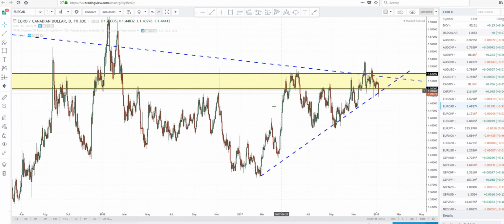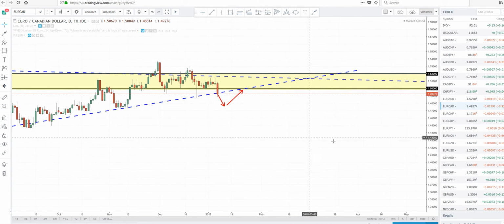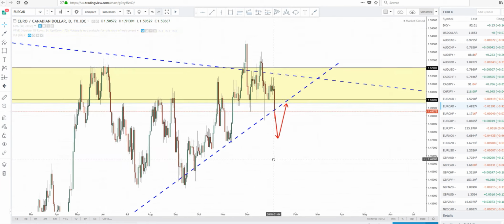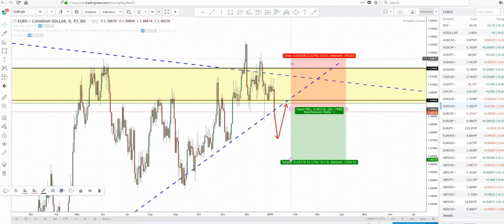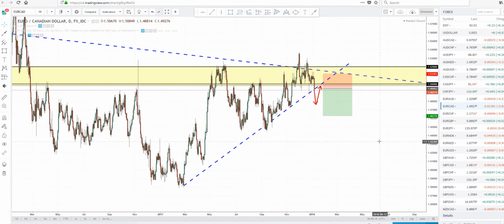It's beautiful to see what it's done, and I'll be looking now for a move lower in the next couple of days, something like that, and then to come back up to test this 1.5 area. That's what I'm looking for next. So when we get the break and retest of 1.5, I'll definitely like to see an entry there, something like that. You can put your stop maybe around there, and then you can target another area.